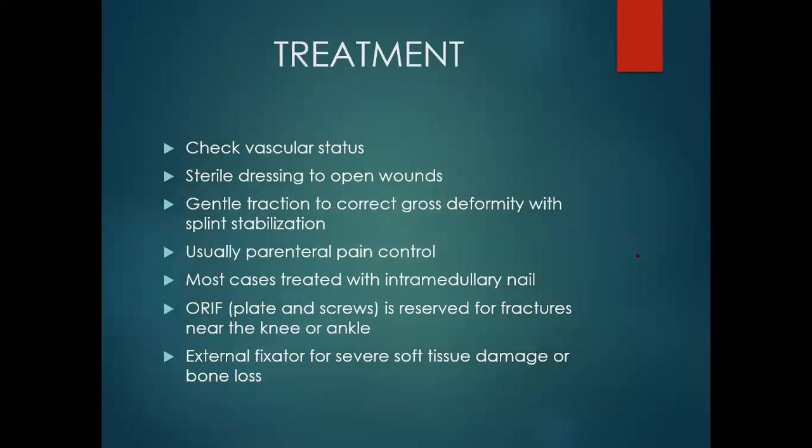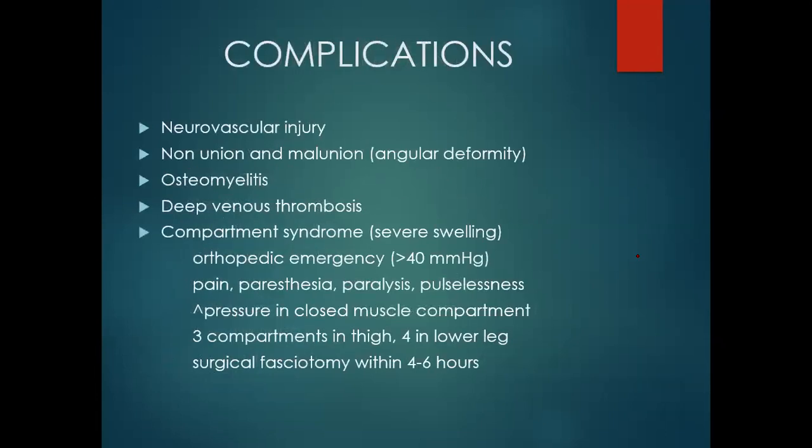So the treatment is to check for vascular status. Obviously cover all wounds with a sterile dressing, gentle traction to alleviate or reduce any gross deformity, usually parenteral pain control. So these people are on morphine, Dilaudid or whatever, make them feel better and get them back in place. And then they're probably going to take them to surgery and do an ORIF. Complications, obviously avascular necrosis, avascular injury. You can injure nerves, you can injure vessels. They can result in osteomyelitis.